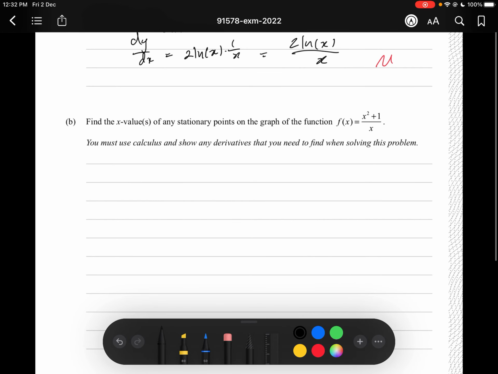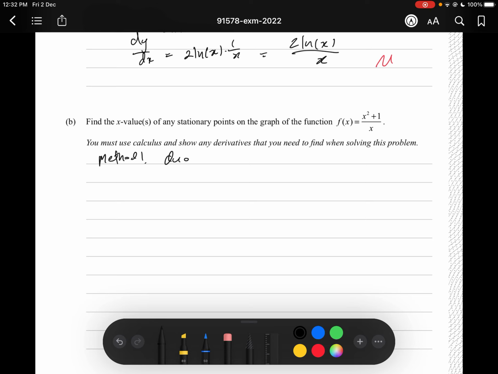Question B, find the x values of any stationary points on the graph of the function f of x equals x squared plus 1 over x. So for this question, we're going to be using the quotient rule. Alternatively, you can also split up the fraction into x squared over x plus 1 over x. We can do it both ways, so I'll do it with method 1, quotient rule.